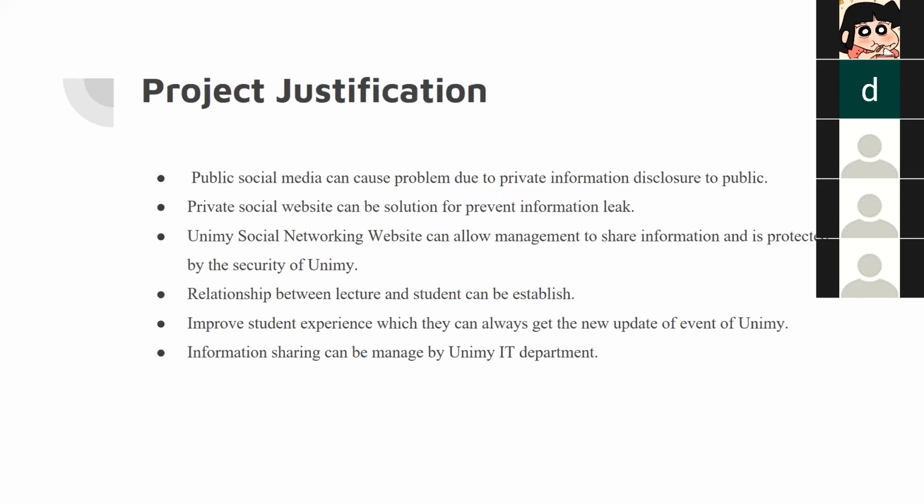So next is the project justification. For the public, social media can cause problems due to private information disclosure to the public, because as we know the public platform is not that secure because the data is not owned by our university. So we believe that it could be a problem for our university. And also the private social website can be the solution to prevent information leaks because the data is controlled by our IT department and it is safe that we own our data ourselves.